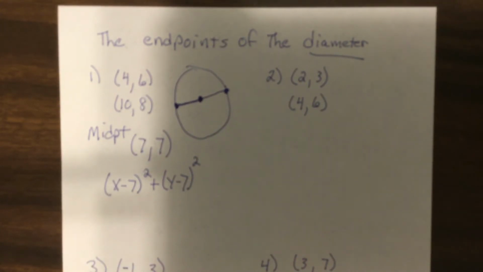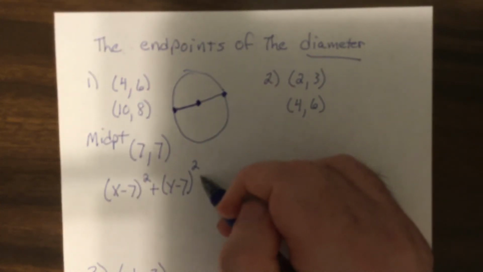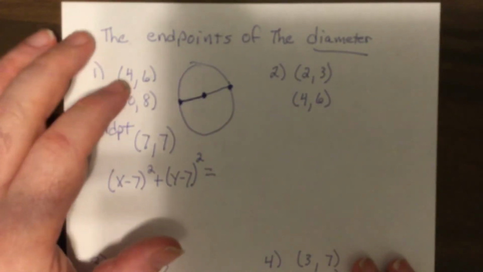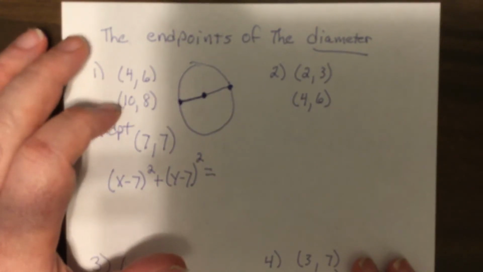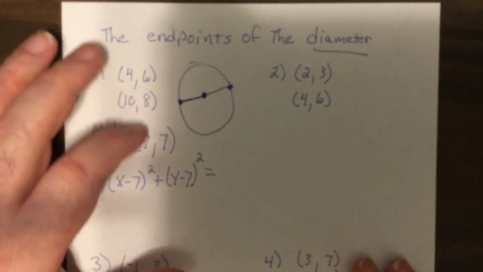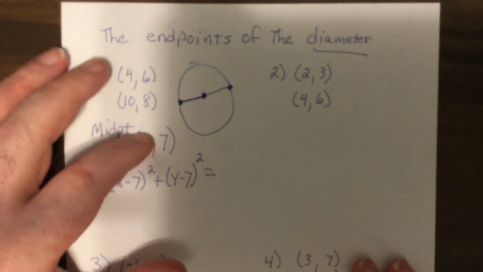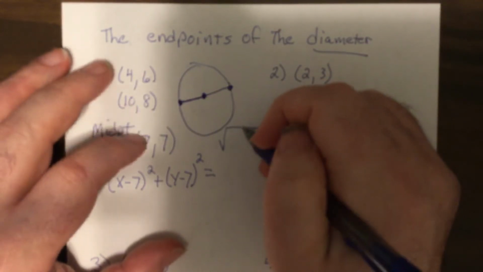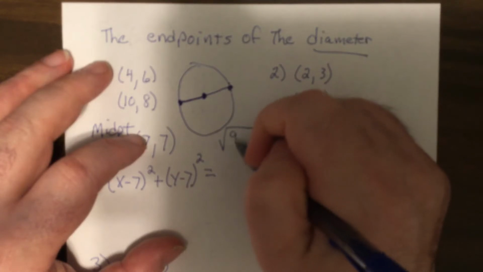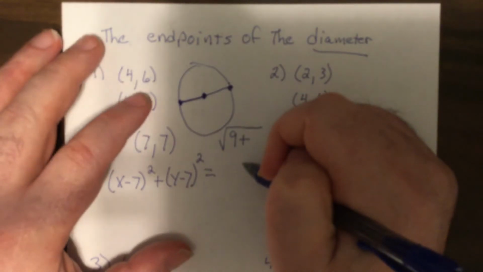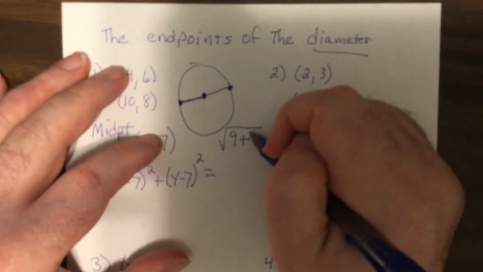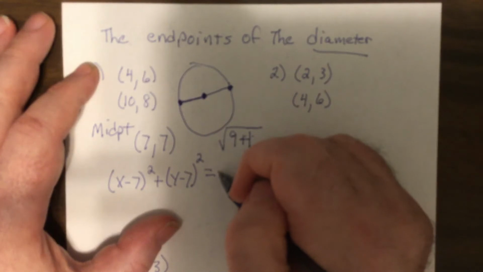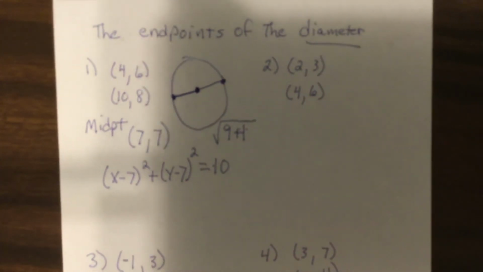Now, there's two ways to find this side. One way is to find the distance between the midpoint and a point on the circle. That would be your radius. So if you remember, it's the square root of 10 minus 7 is 3, 3 squared is 9, plus 8 minus 7 is 1, 1 squared is 1, 9 plus 1 is 10, that's the square root of 10. This is the radius squared, so this would be 10.